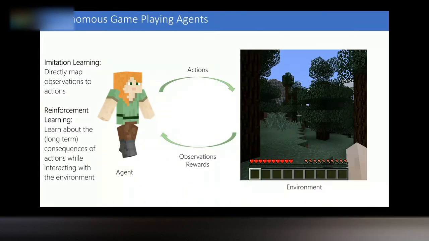Instead, the thing that I'm going to focus on, and the focus for Malmo, is autonomous game playing agents, right? So this is the case where you have an agent that's embodied in an environment, and they are getting some observation of this environment from which they have to choose actions to take, and they may get some reward from the environment that signals how well they've done or how badly they've done.